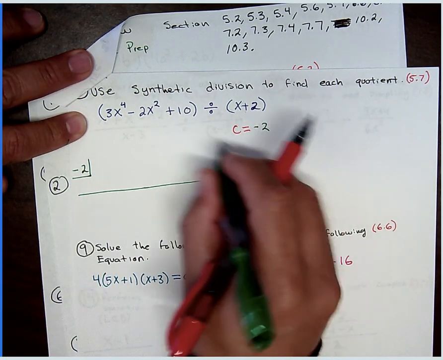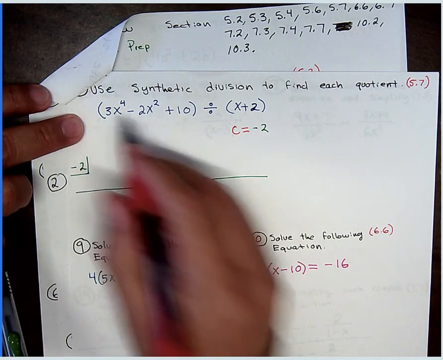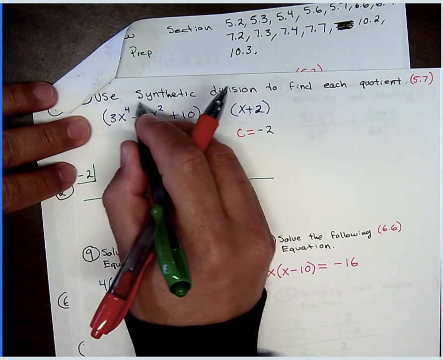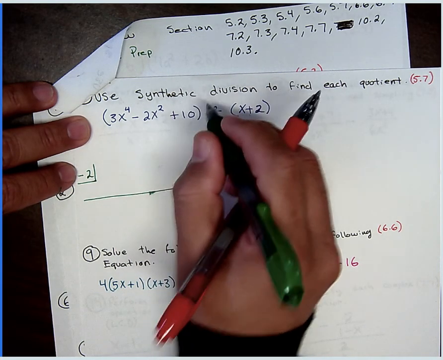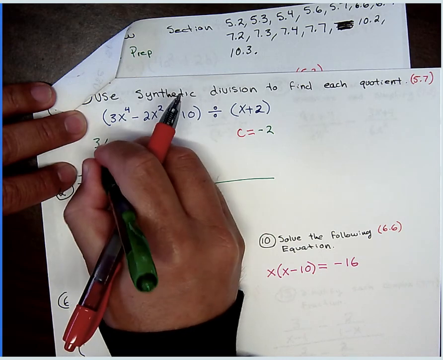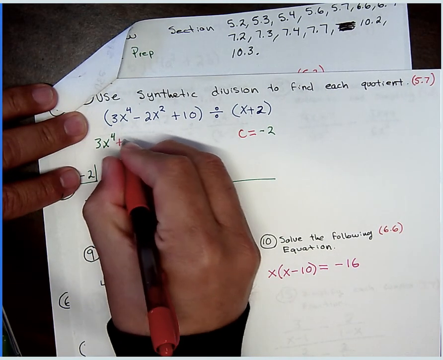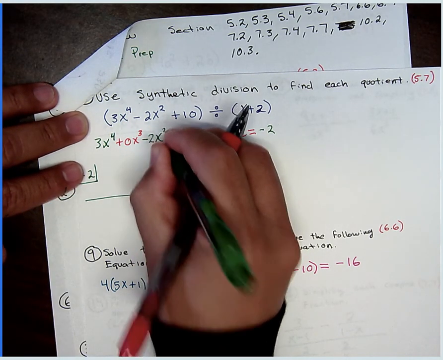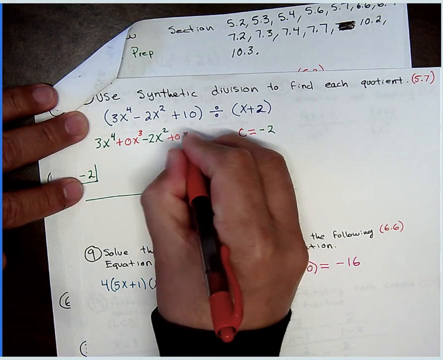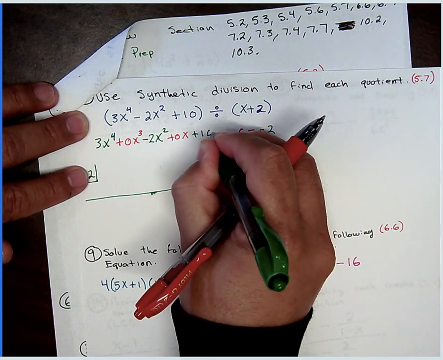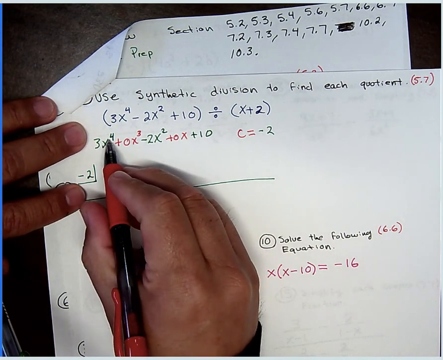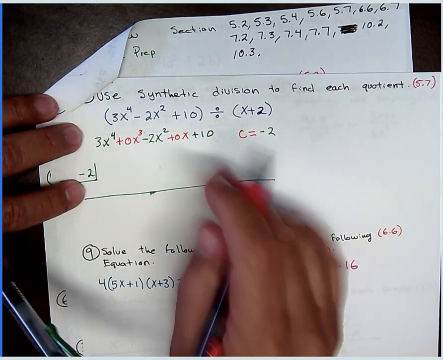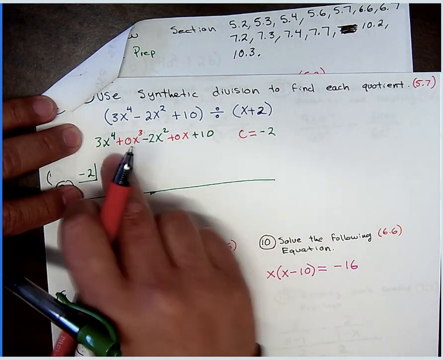And here we're going to need the coefficients of this. But we need to see if it's complete. It's missing parts. It's missing the x cubed, and it's missing the x here. So I'm going to put 3x fourth plus 0x cubed, and then minus 2x squared plus 0x plus 10. So now we have a descending order polynomial 4, 3, 2, 1, and then the number. So that's complete.